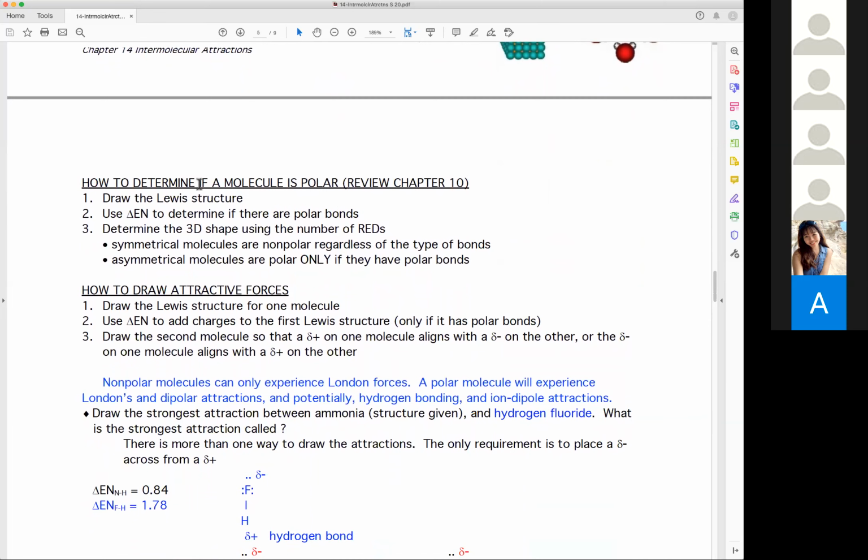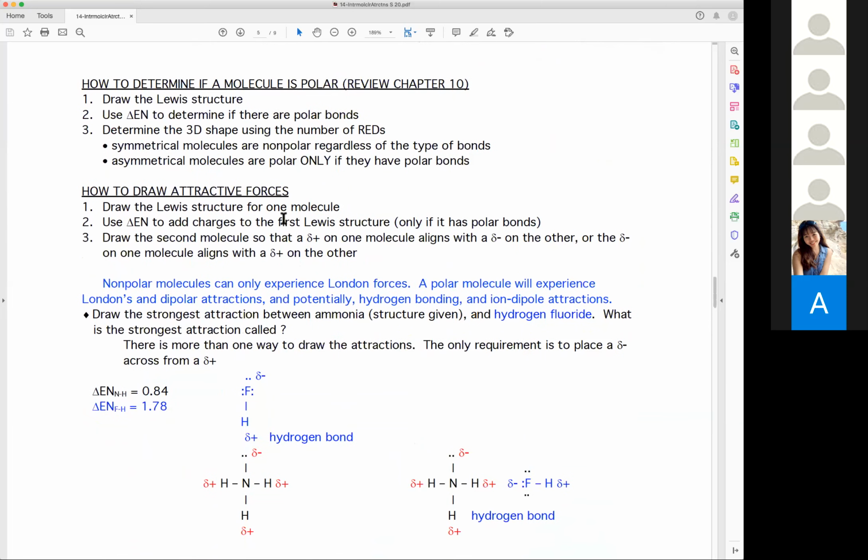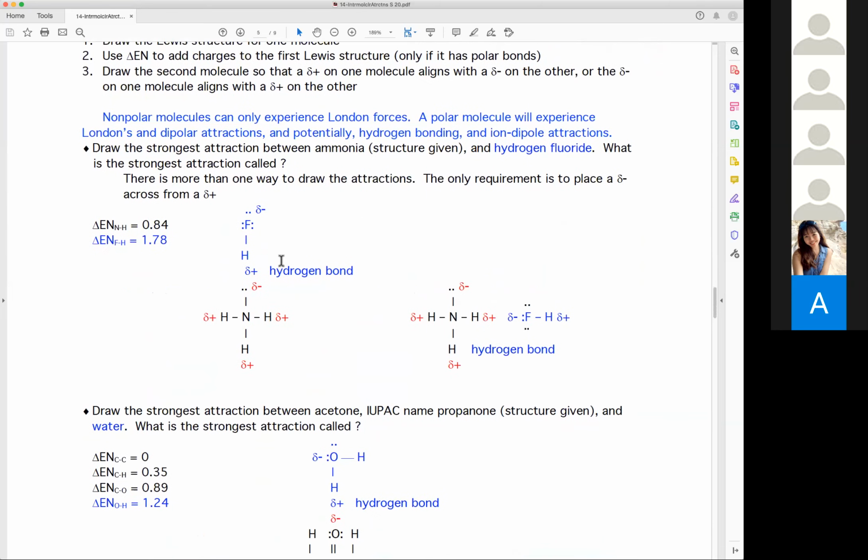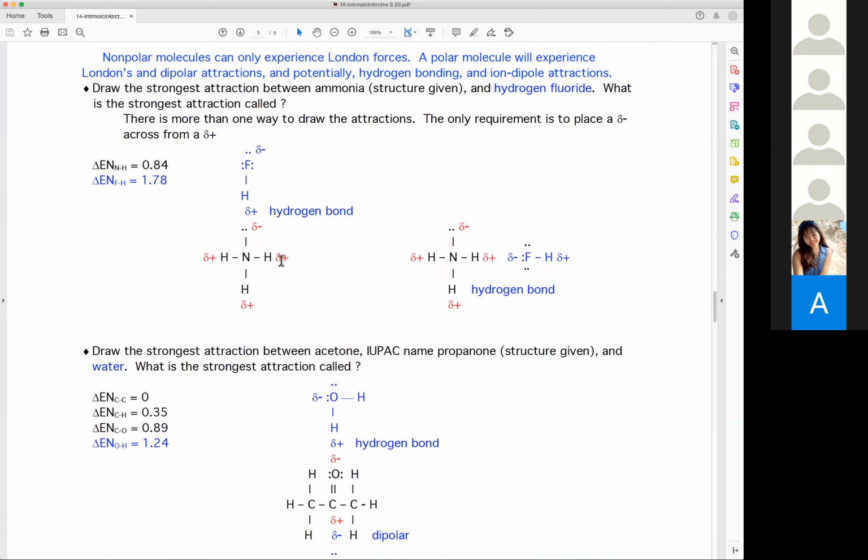So here's a review: how to determine if a molecule is polar, how to draw attractive forces. We've learned how to do that. The only thing that we're doing differently now in this chapter is in which way these molecules are attracted to each other. So I have several examples here. Draw the strongest attraction between ammonia, here I gave you the structure, and hydrogen fluoride.